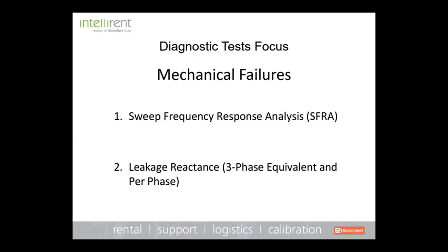And of course, if that's showing an excessive level, then you'll probably want to jump into your SFRA. SFRA, of course, is very important in determining the extent of any potential mechanical failures. And this is why when we order a new transformer from the factory, we should always have the factory do a footprint with an SFRA, and compare that trace to when we actually commission the transformer itself.